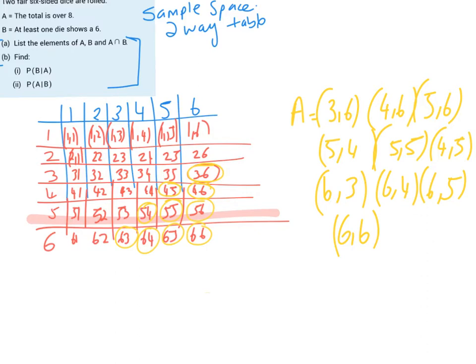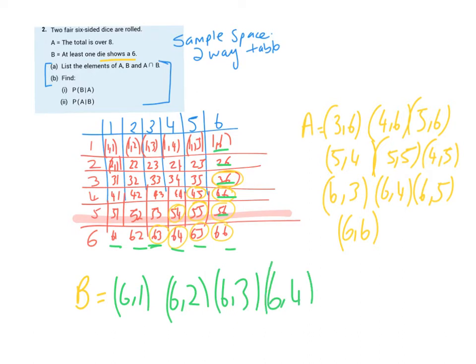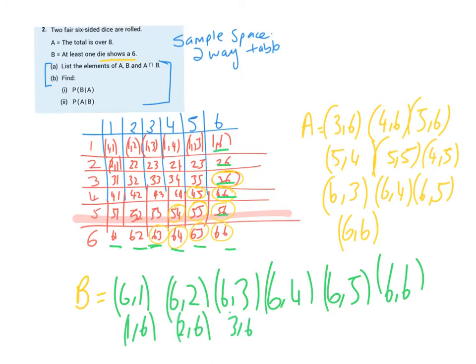Okay, so the next one I want you to do yourself. The probability of B, at least one die shows a 6. So off you go, write down those ones. All right, are we happy with all of the ones I've underlined in green as ones that satisfy that? So I'm going to write them down. 6 and 1, and we obviously don't write the 6 and 6 again.